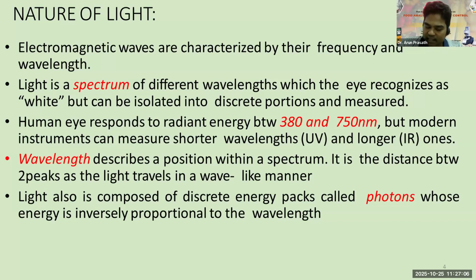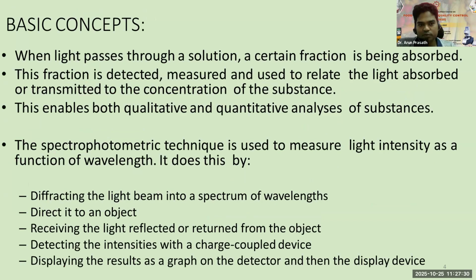Light is also composed of distinct energy packets called photons, whose energy is inversely proportional to the wavelength. So this photon is produced with energy which is inversely proportional to the wavelength. As the wavelength increases, the energy level decreases. That is what I'm trying to mention there.